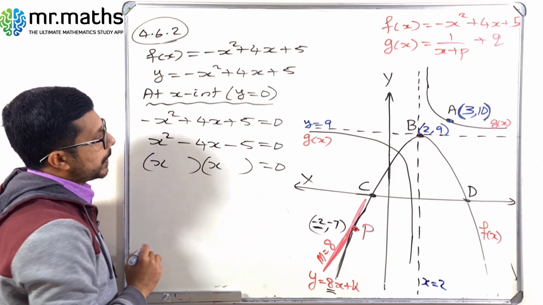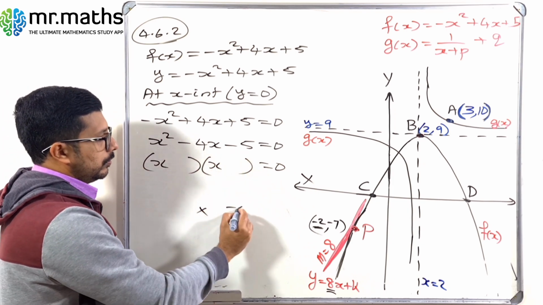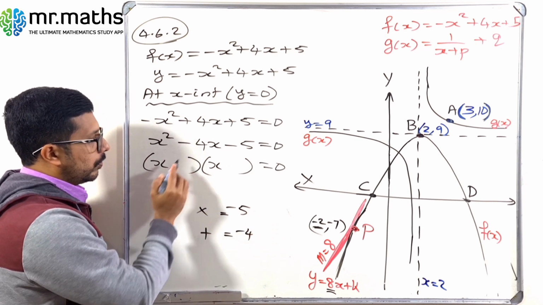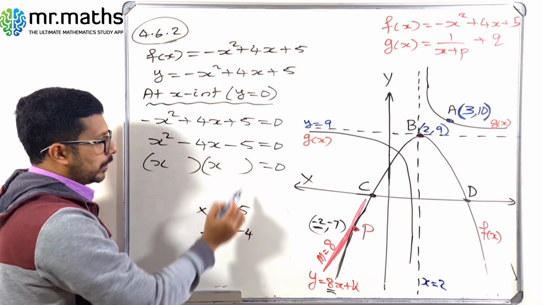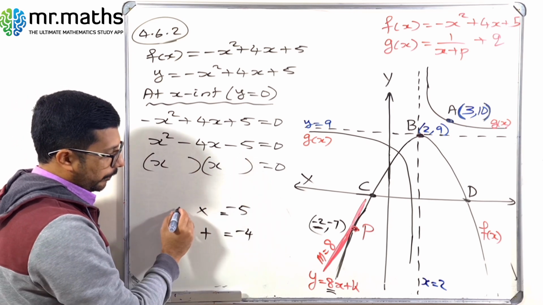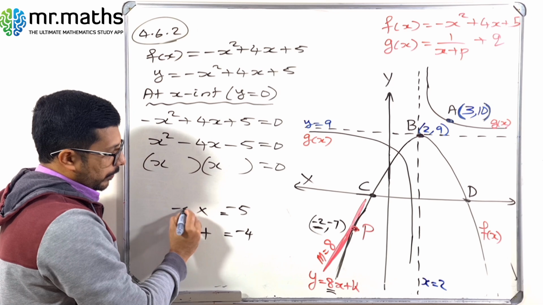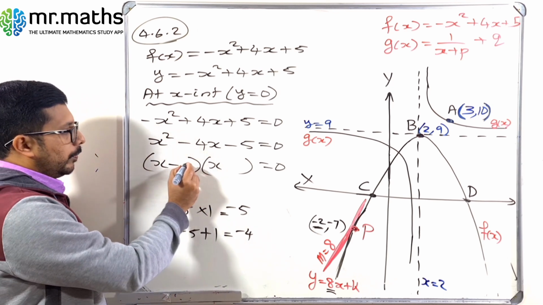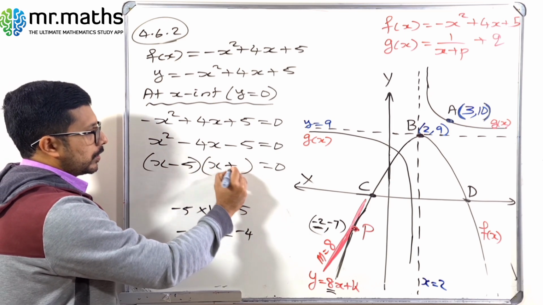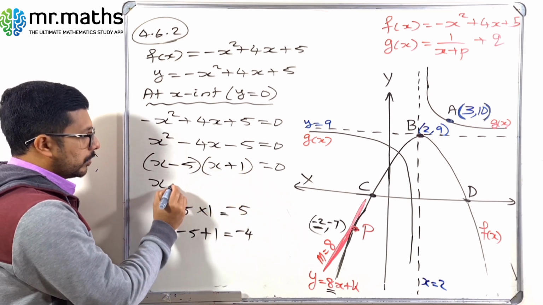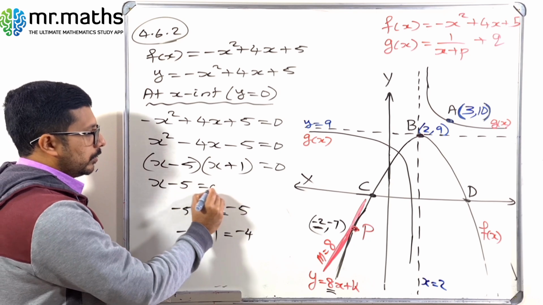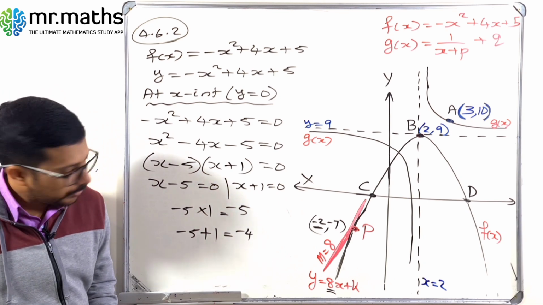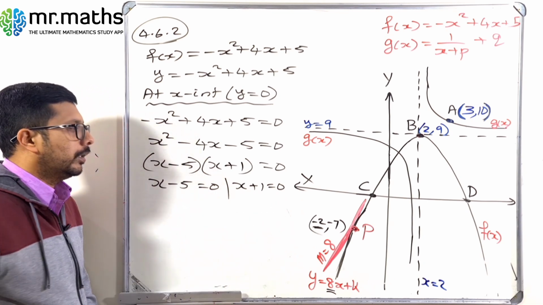So what are the x values? The product is minus 5 and the sum is minus 4. What are the values, guys? Minus 5 times 1 is minus 5, and minus 5 plus 1 is minus 4. So it is minus 5 and plus 1. What are the x values? x minus 5 is equal to 0 or x plus 1 is equal to 0. So the x values are positive 5 and negative 1.